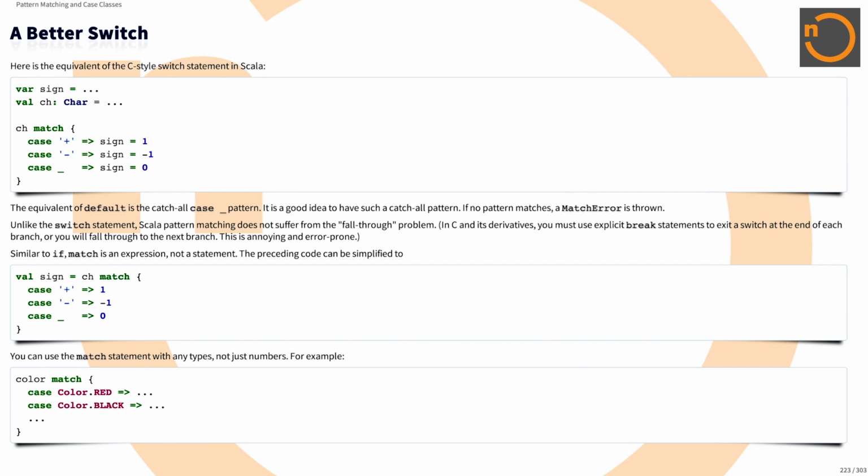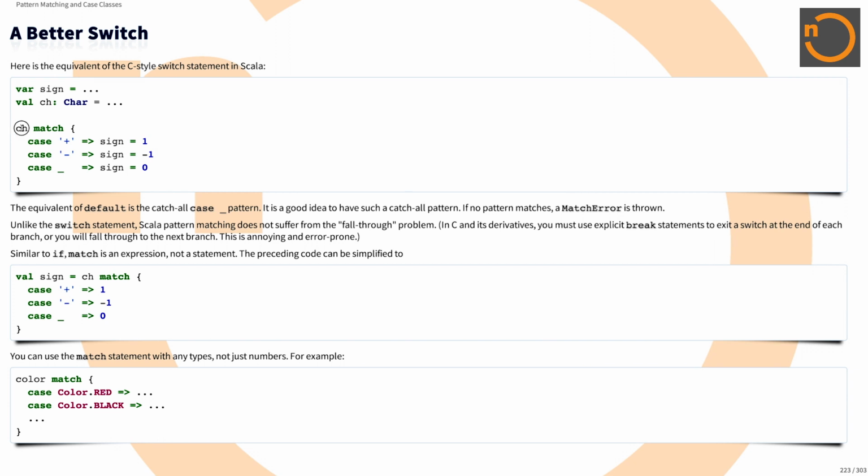When you switch off of a value in those languages, that value has to be integral. It has to be a number of some kind. And characters count as a number. They're a small number stored in a byte usually, right? Or in the case of Java, stored in a 16-bit UTF-16 representation, but they're still integral. So you can think of the pattern matching as sort of like a C-style switch.